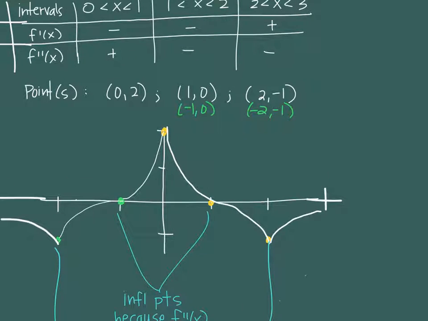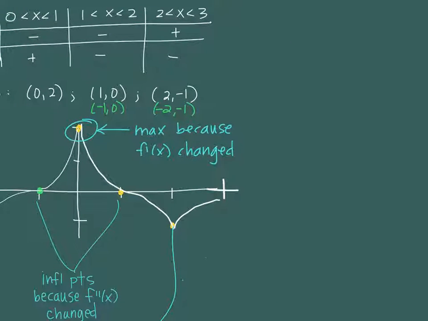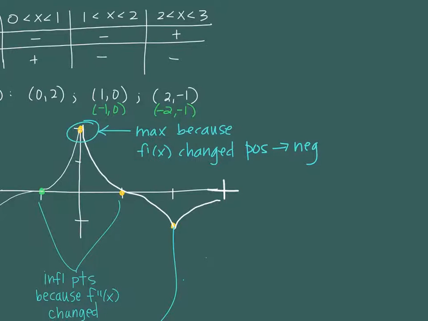And then you could state your case for our only max, and that's our only max because f single prime changed. It's the only place where we change from positive to negative. And so you argue your case for that.